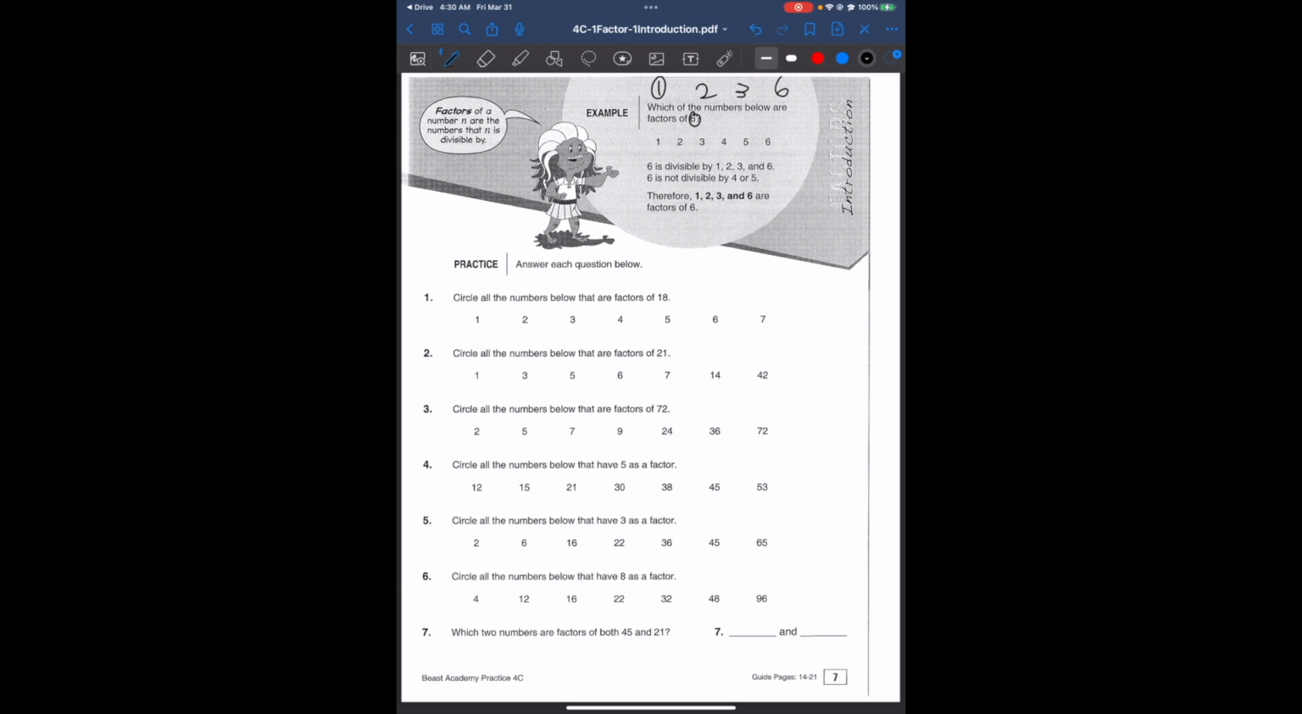And always for factors, we have factor pairs, because if a number like 6 is divisible by something, we have a quotient and a dividend. So basically, there's always going to be an even number of factors. Like 1 and 6, they're together, and 2 and 3, they're together. So basically, the numbers are going to be 1, 2, 3, and 6.